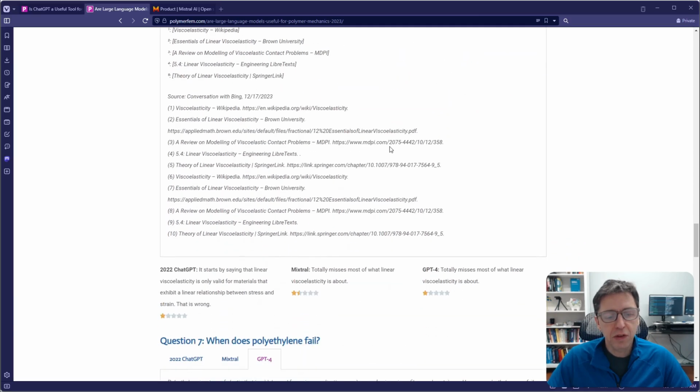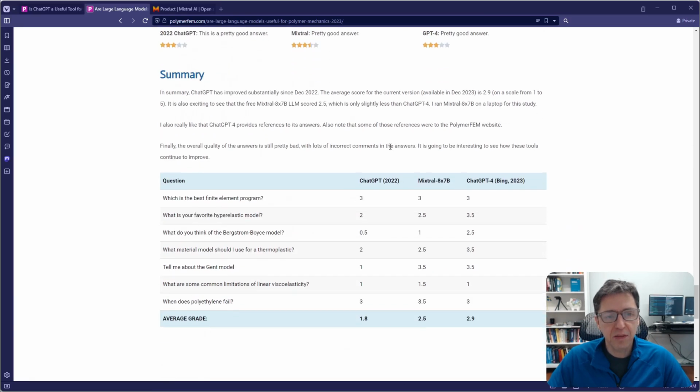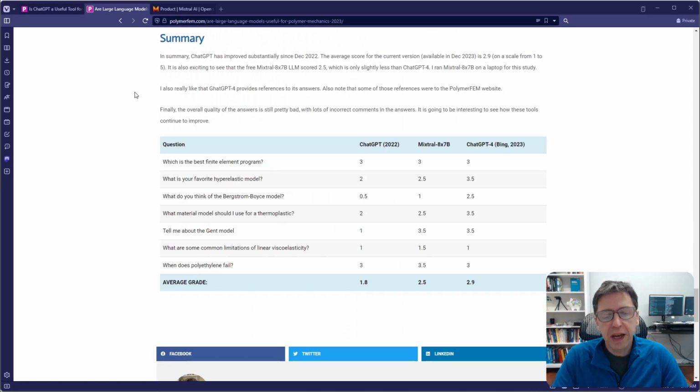So if we summarize all of these questions that I have, what I like about it is that it gives you an indication of some answers, but for the field of polymer mechanics, all of these large language models are pretty weak. The best one overall, when I compare all answers, is GPT-4, as one would expect. Its answers are slightly better on almost all questions that I asked. Mixtral 8, the new one that you can run on your own computer, is surprisingly good. It's substantially better than the version that was available last year.